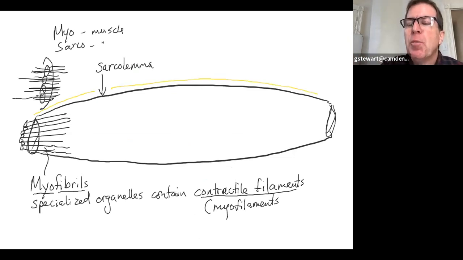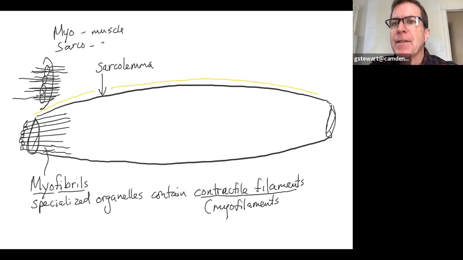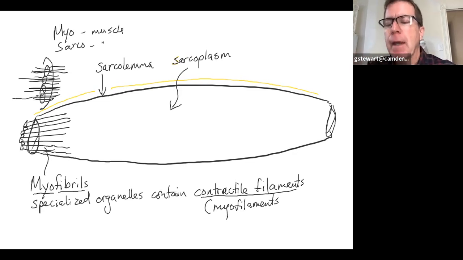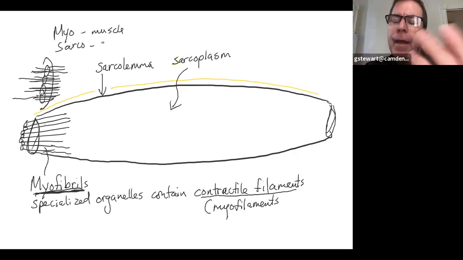We call the fluid-filled cytoplasm inside of the muscle cell the sarcoplasm. So if you read or hear me say the word sarcoplasm, that just refers to the inside of the cell, the cytoplasm of a muscle cell. Oftentimes what we find in here, other than it's stuffed full with these myofibrils, like I said, there are nuclei. They actually get pushed out to the edge. There's so much stuff in there.